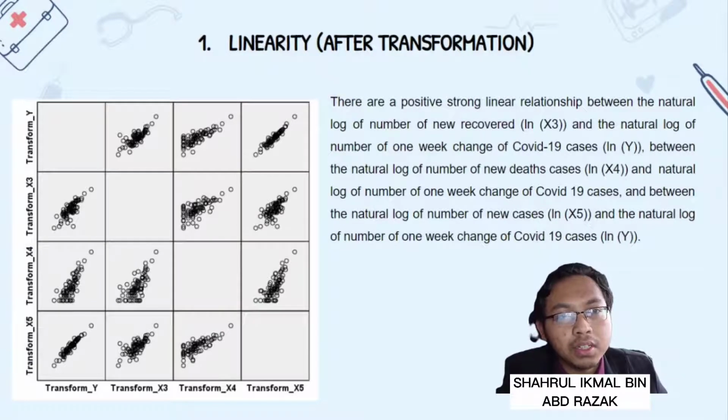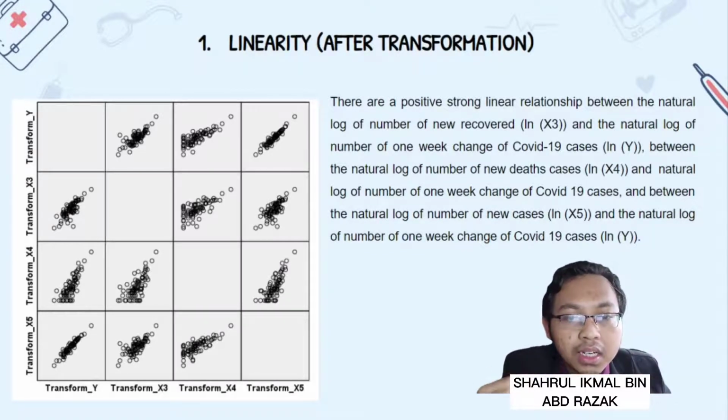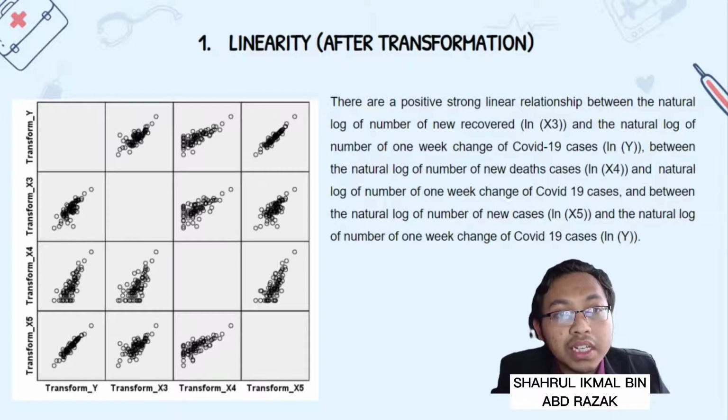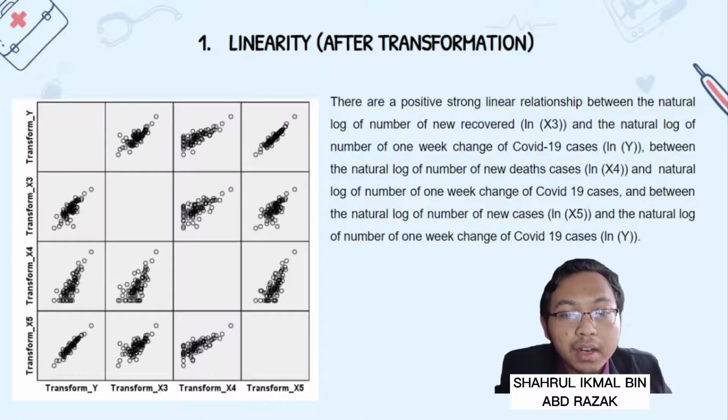Linearity after transformation. So this is the scatter plot matrix that has been obtained after the transformation has been done. It can be concluded that there is a positive strong linear relationship between the natural log of number of new recovered ln X3 and the natural log of number of 1 week change of COVID-19 cases ln Y. There is also a positive strong linear relationship between the natural log of number of new death cases ln X4 and ln Y. And also there is a positive strong linear relationship between the natural log of number of new cases ln X5 and ln Y.